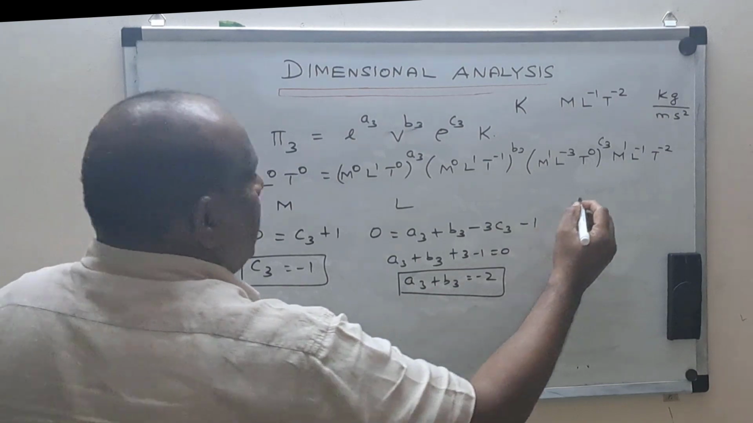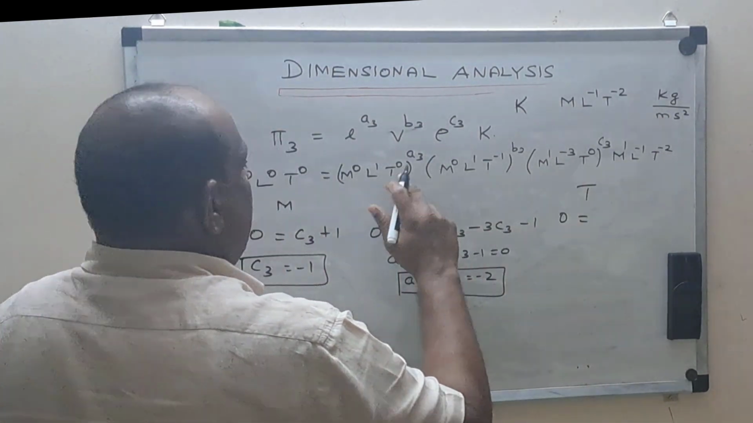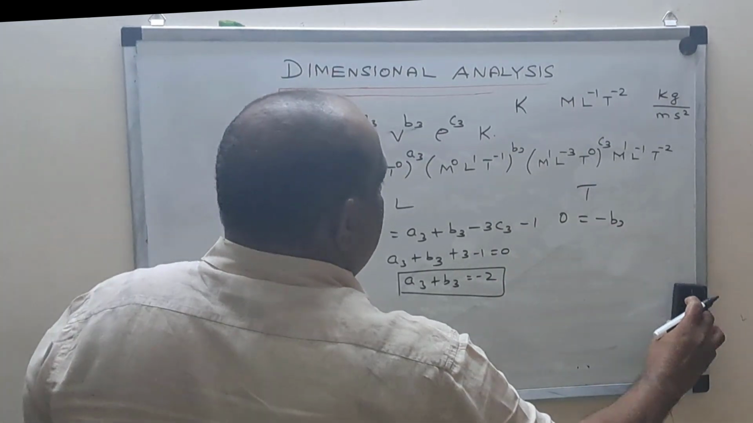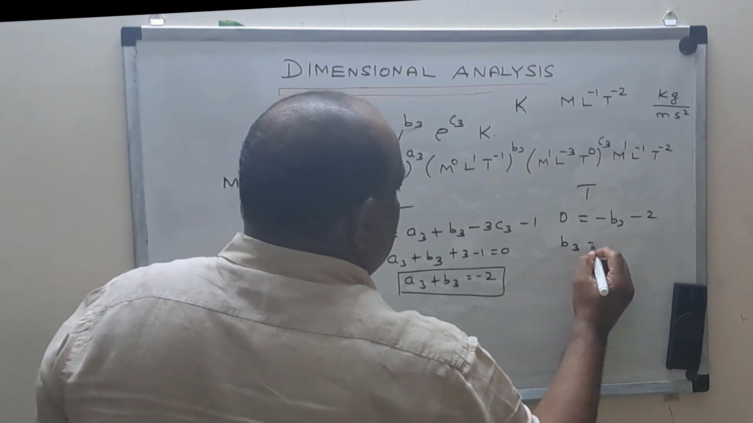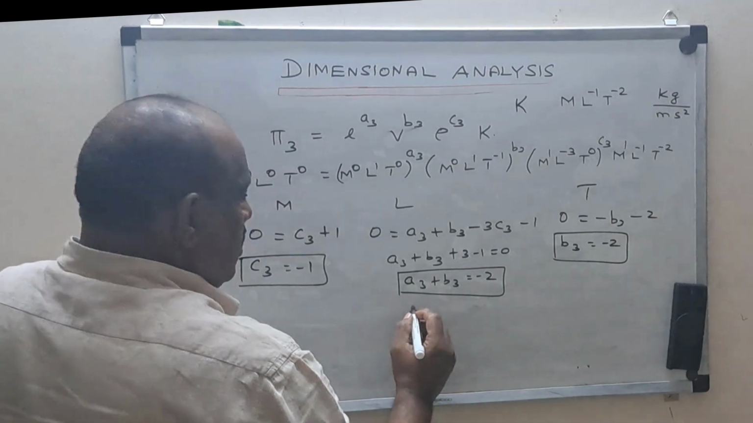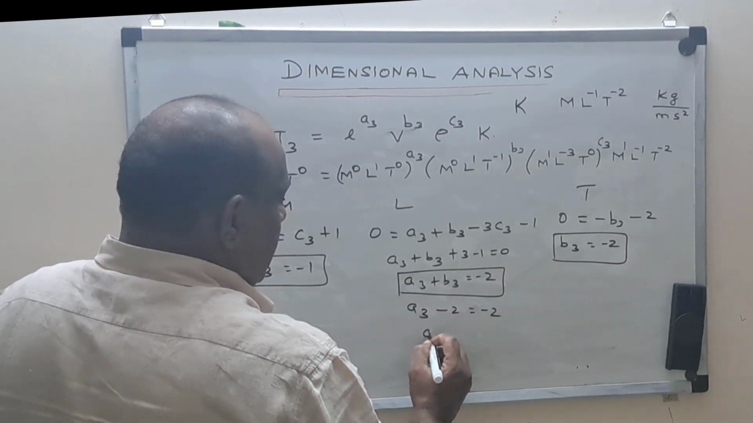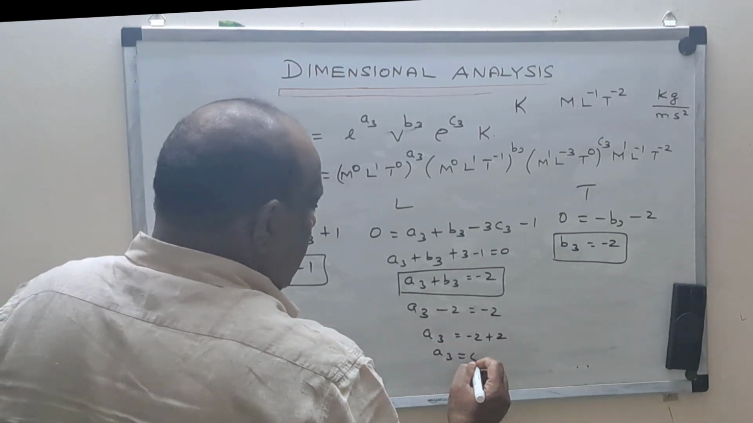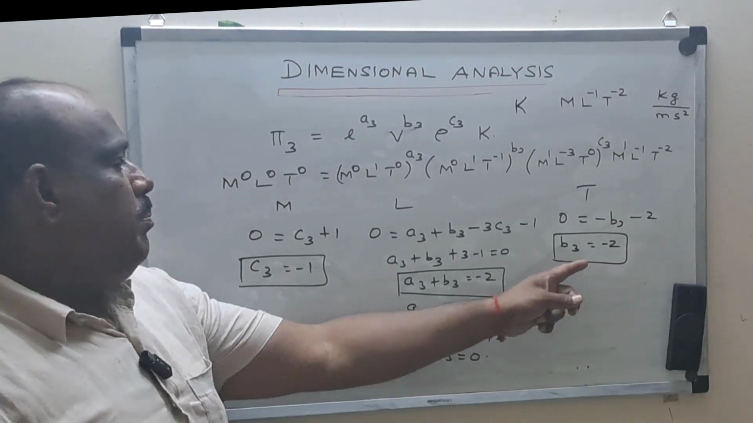Now compare the coefficients of T. So 0 equal to 0 minus B3, this 0, this minus 2. So B3 equal to minus 2. Substitute this B3 over here. So A3 minus 2 equal to minus 2. So A3 will be equal to minus 2 plus 2. So A3 equal to 0. So I got the value of A3 as 0, B3 as minus 2.